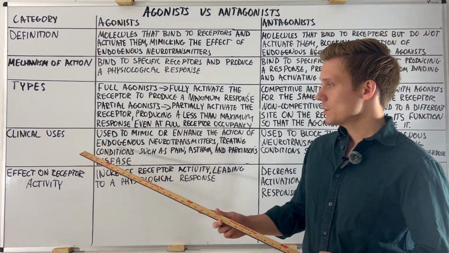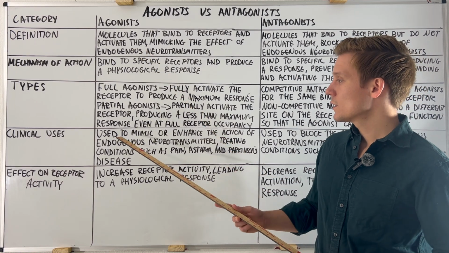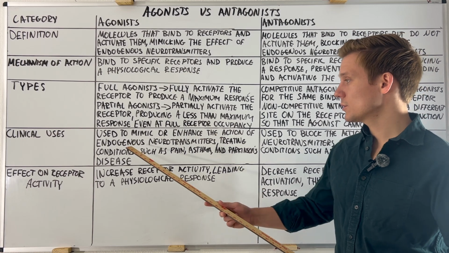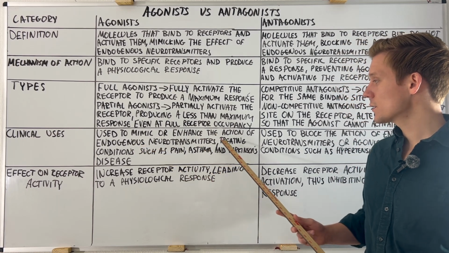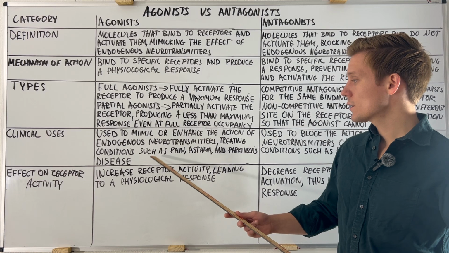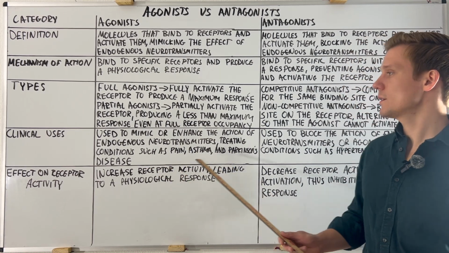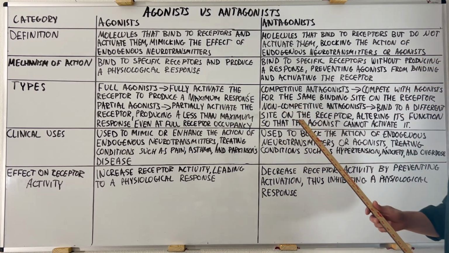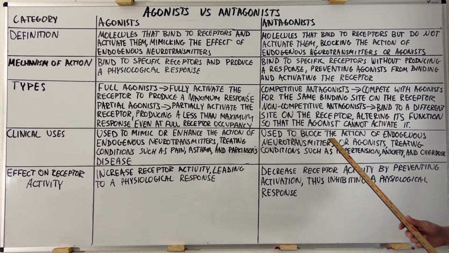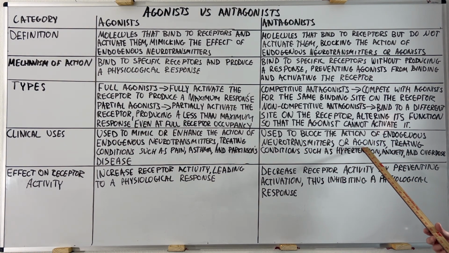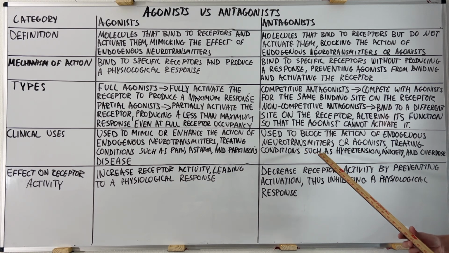Regarding clinical uses for agonists, they are used to mimic or enhance the action of endogenous neurotransmitters, treating conditions such as pain, asthma, and Parkinson's disease. For antagonists, they are used to block the action of endogenous neurotransmitters or agonists, treating conditions such as hypertension, anxiety, and overdose.